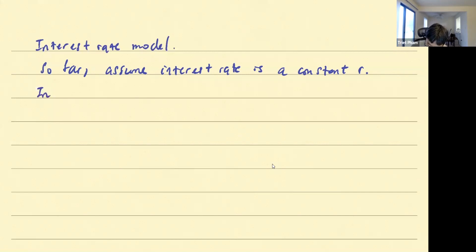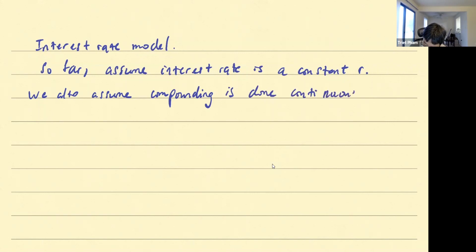And one more thing is that we also assumed that the discount rate, the compounding, is done continuously. So neither of these has to be true in reality. These are just approximations to make our model easier to handle when we focus on option pricing. But when you focus on the interest rate itself, neither one of these is true.